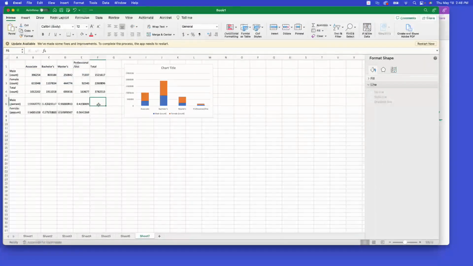So what I'm actually going to do here is hit equals. I'm going to grab this cell right here and divide by the total down there. Then I'm going to do the same thing in the cell below it. So we need to do equals this value divided by the total. There we go. So there's the totals.